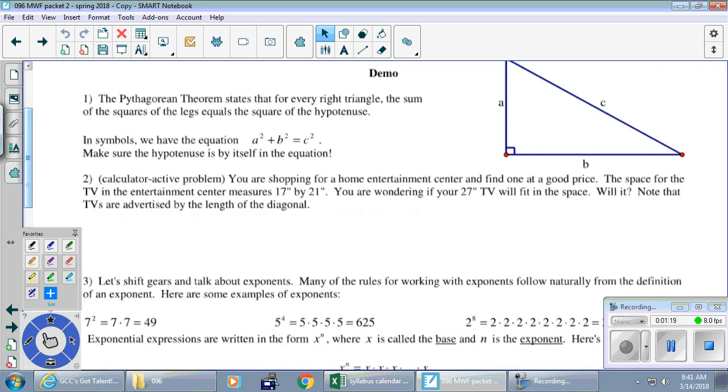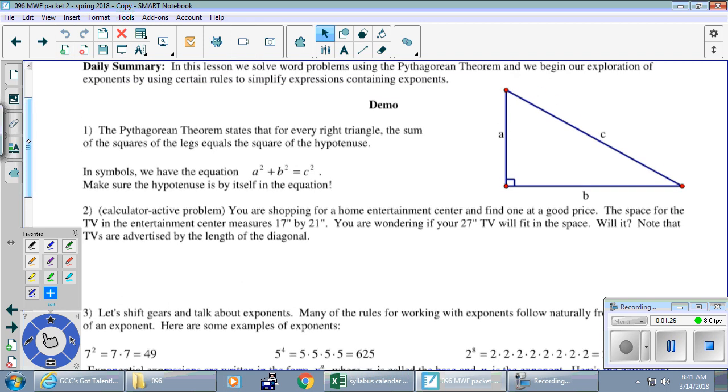Number 1. The Pythagorean theorem states that for every right triangle, the sum of the squares of the legs equals the square of the hypotenuse. So you've seen this theorem before. It's the most famous theorem in all of mathematics.